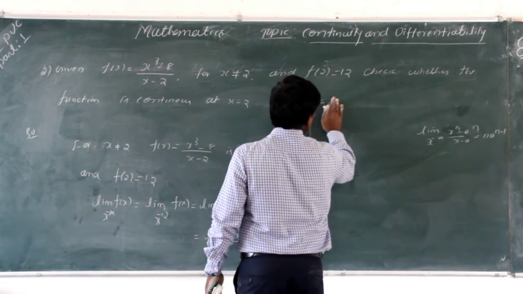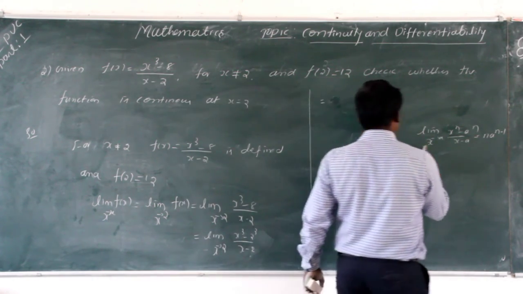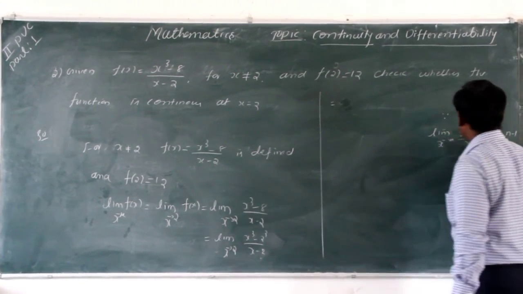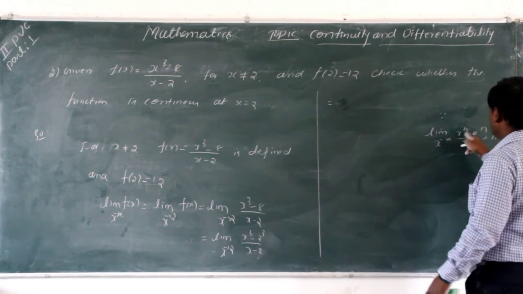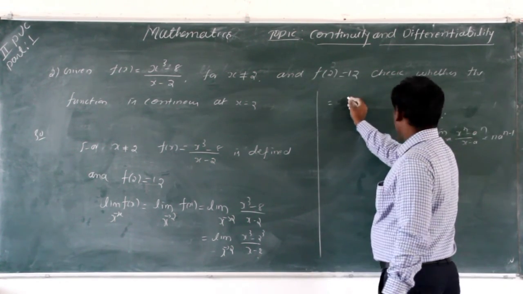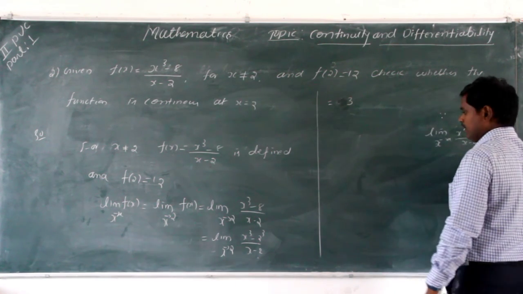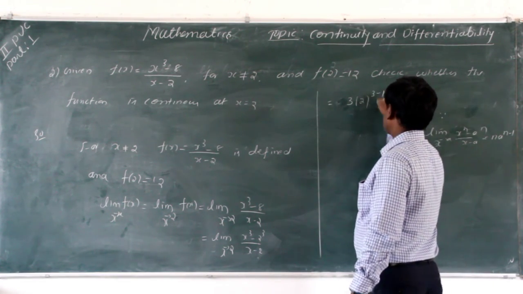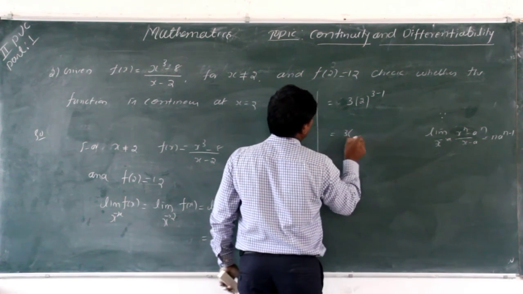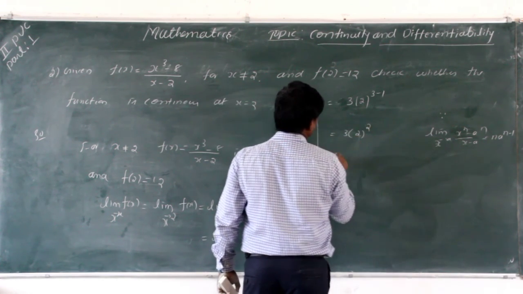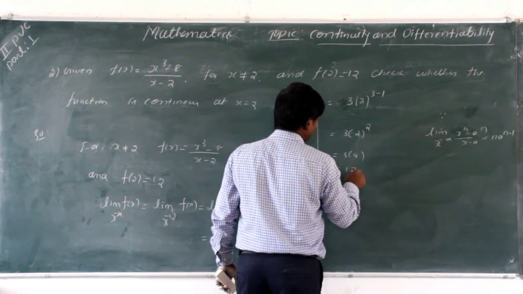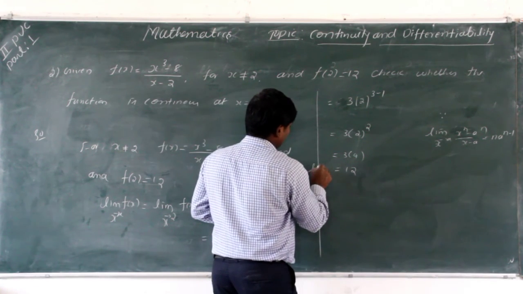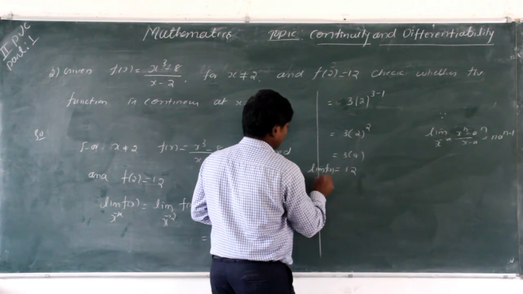Here x is x, in place of a, 2 is there, and in place of n, 3 is there. So it is n times a to the power of n minus 1, that is 3 into 2 to the power of 3 minus 1, which is 3 into 2 squared, that is 3 into 4, which is equal to 12. So the limit of f of x as x tends to 2 is 12.